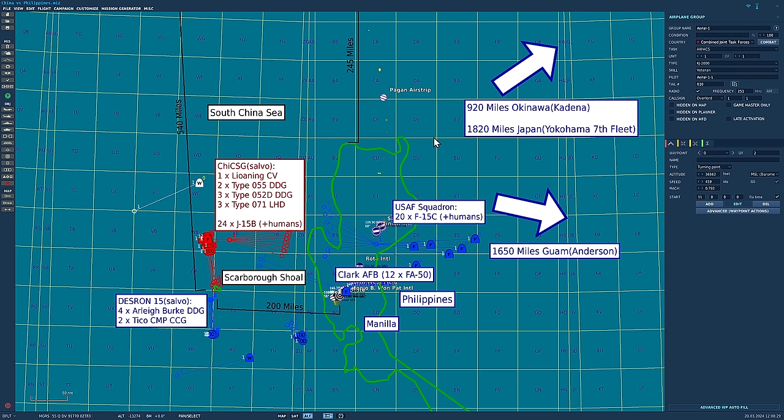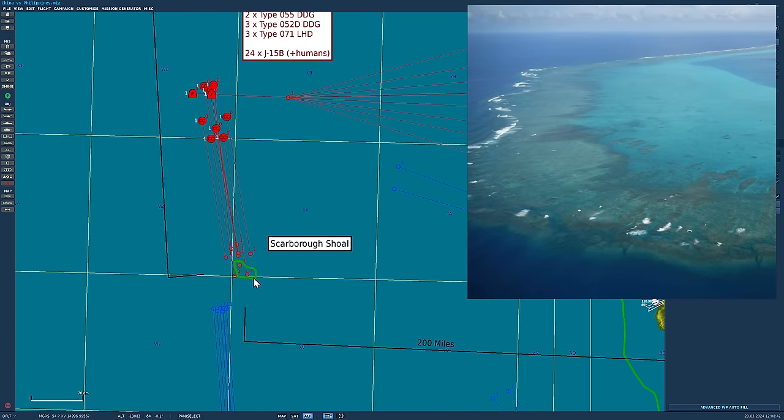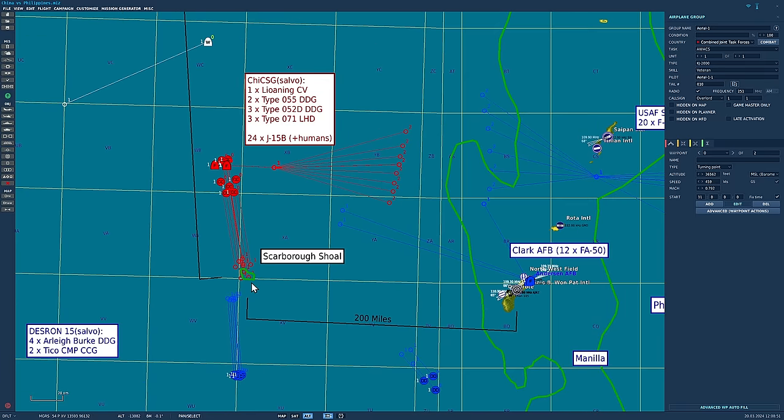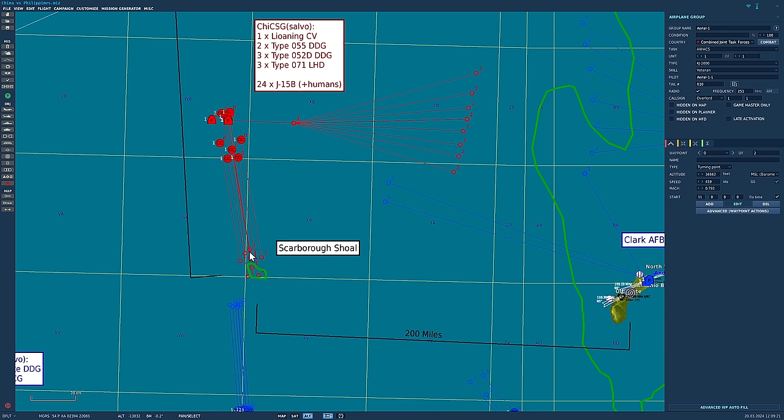Today's roleplay, the flashpoint is Scarborough Shoal. It's a small atoll 200 miles west of Clark Air Force Base in the South China Sea. It's problematic. It lays within the Philippines economic zone, but at the same time, it lays within the catchment of the Chinese nine-dash line area. So both countries claim it as theirs. China have decided they want this atoll as a symbolic show of power. They want to put their flag here.